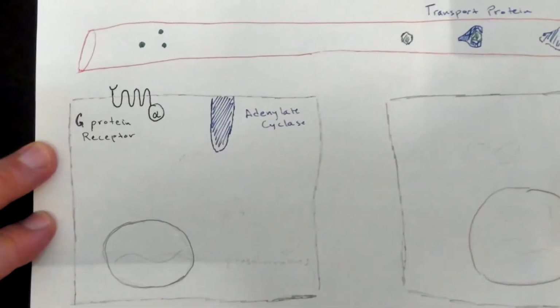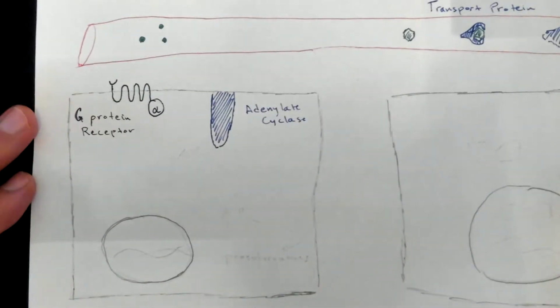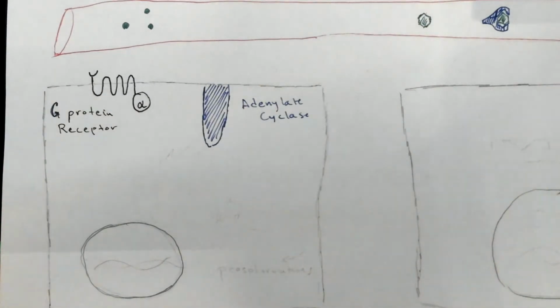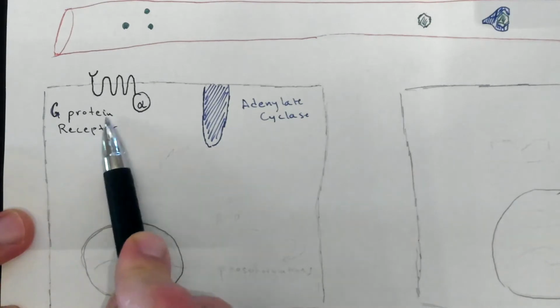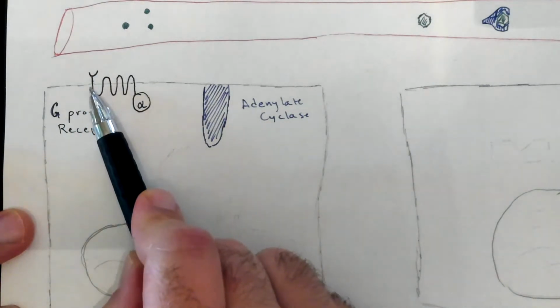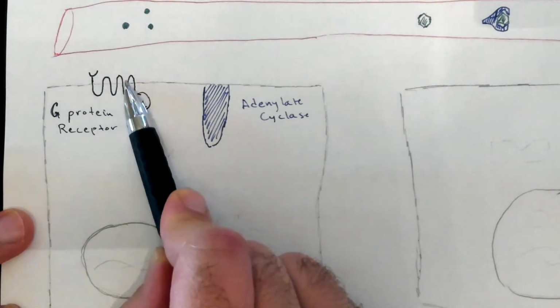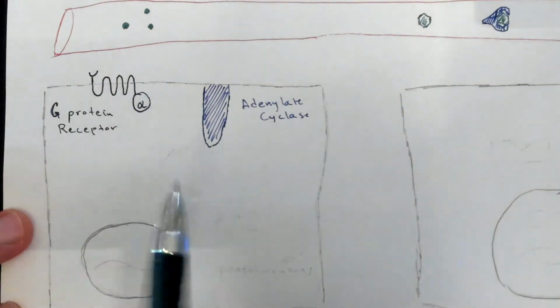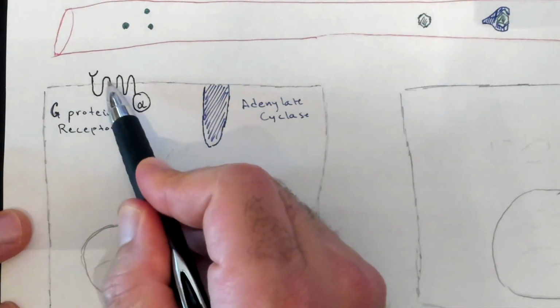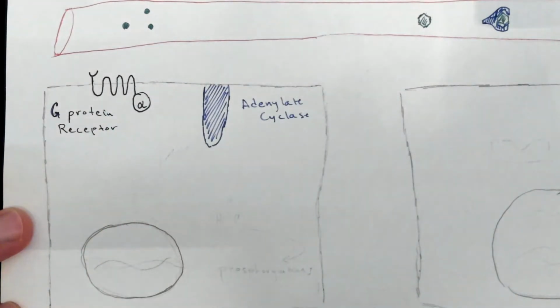And what we want to do here is first look at the G protein receptor. Some textbooks draw it as a wavy shape because that's more accurate in terms of what it looks like. It kind of weaves in and out of that cell membrane that you have, right?